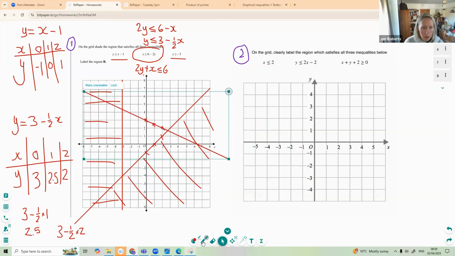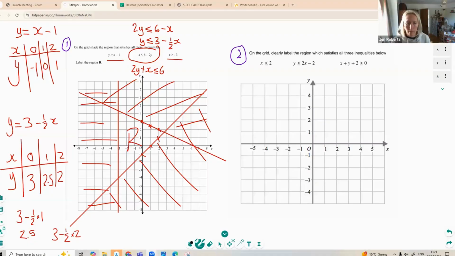And where do we want here? Well, go back to this one. Your inequality with y as the subject. We want below. Do not want above. So let's get rid. Here's your region.